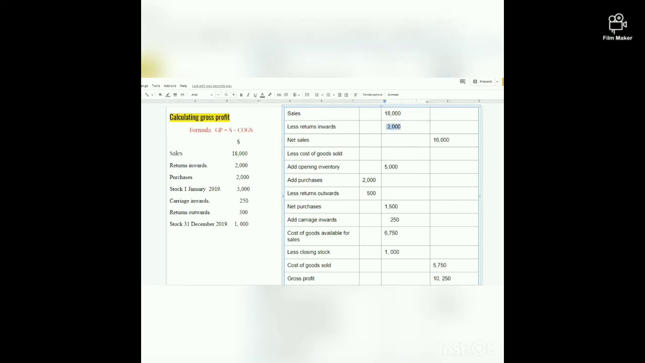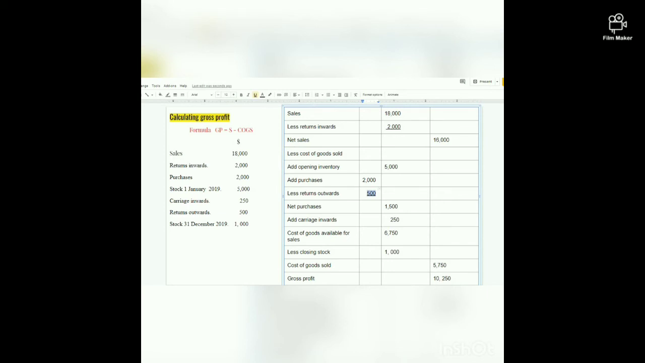So we subtract here just to make some pointers. We subtract 2,000 from 18 and we arrived at 16. Then we subtract, just put in some lines so you can clearly see. So here we subtract 500 from 2,000 and we end up with 15, which is our net purchases.